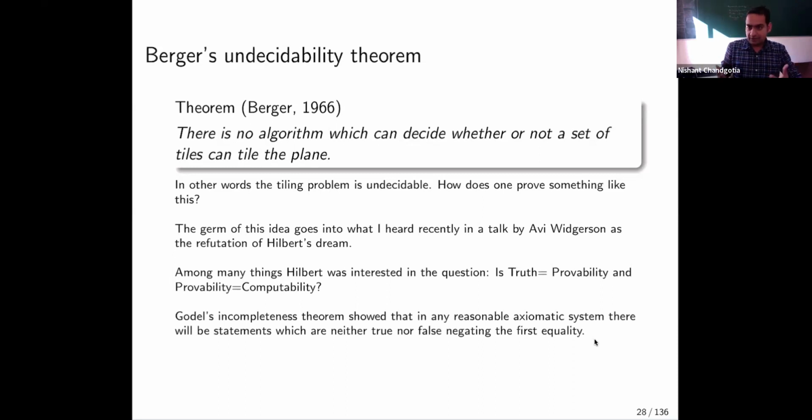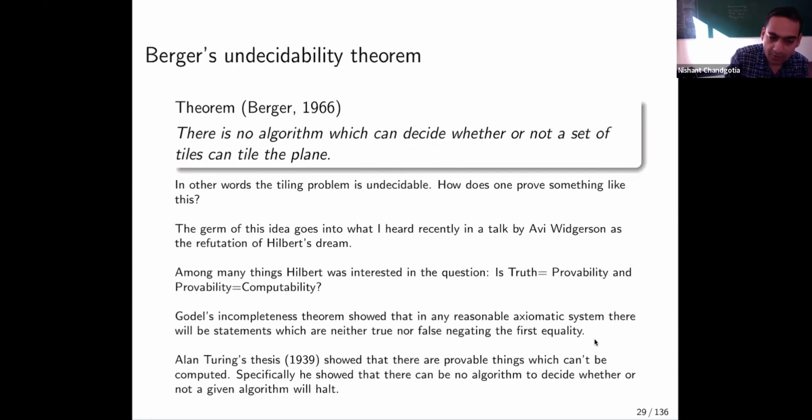We are all familiar with Gödel's incompleteness theorem, which tells us that in any reasonable axiomatic system, there will definitely be statements which are neither provably true nor false. This negates the possibility of the first implication. The second implication comes from Alan Turing's work. If you have ever heard of Turing machines, which are a formal way of looking at whatever we can compute, or how our computers work, he showed that there are provable things which cannot be computed.